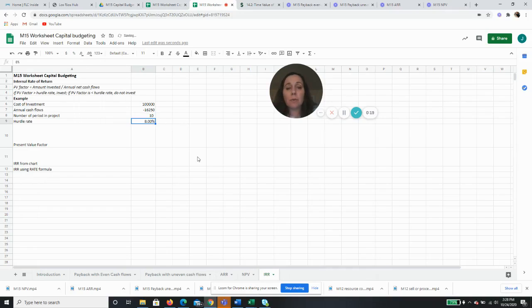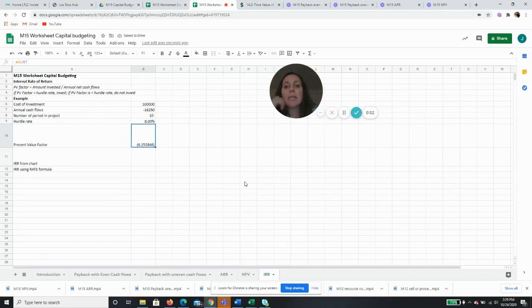Okay. So for this investment, we're going to calculate the rate of return. And if the rate is greater than 8%, then we say yep. And if the rate is less than 8%, no. First we have to calculate the present value factor. The present value factor is going to be the amount invested divided by the annual net cash flows.